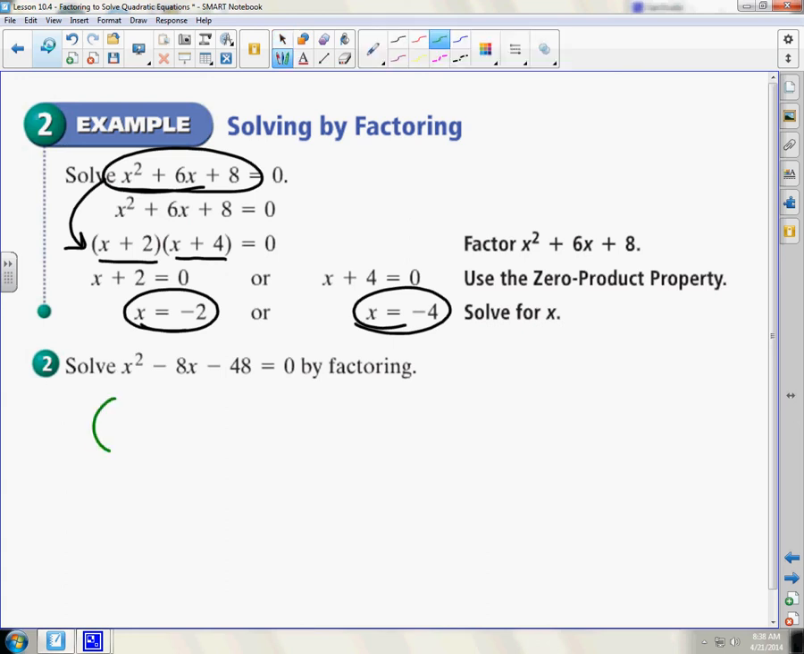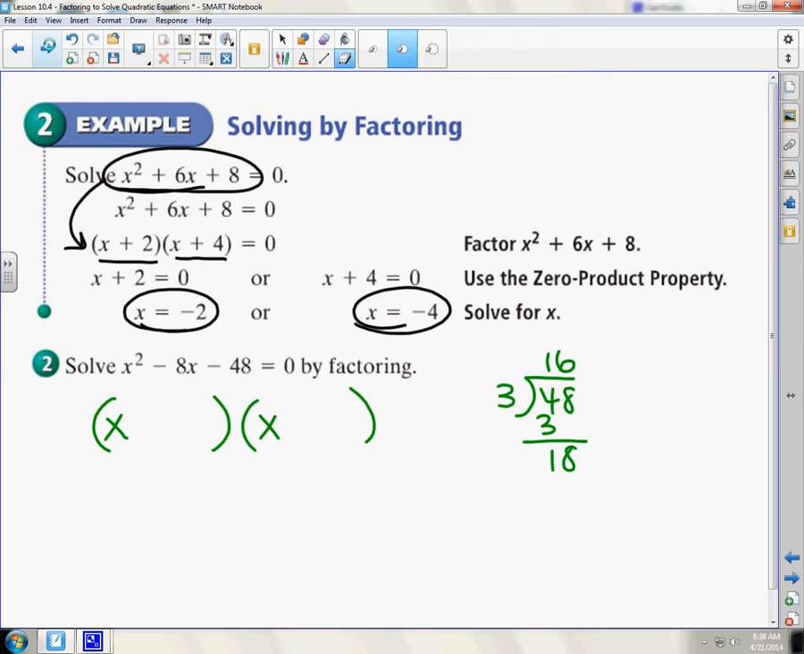Okay, so if I want to factor this, I know that I'm going to have x here, and I need my factors of 48. So I have 2 and 24. Well, that's not going to get me 8. 48 divided by 3, does that work? 3 goes into 4 once, and 3 goes into 18 6 times. So 3 and 16, that doesn't get me to 8 either.